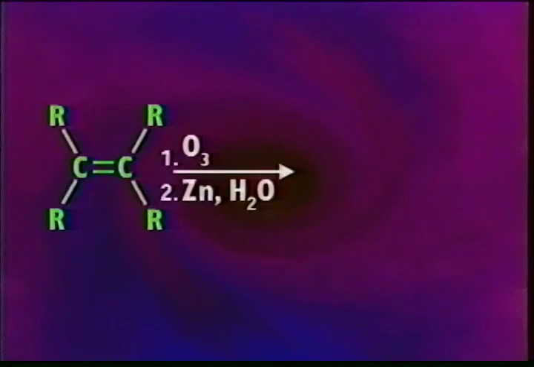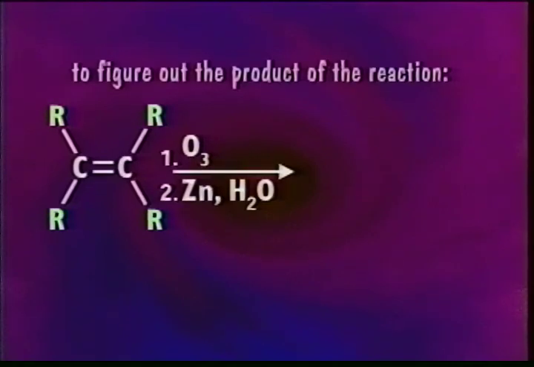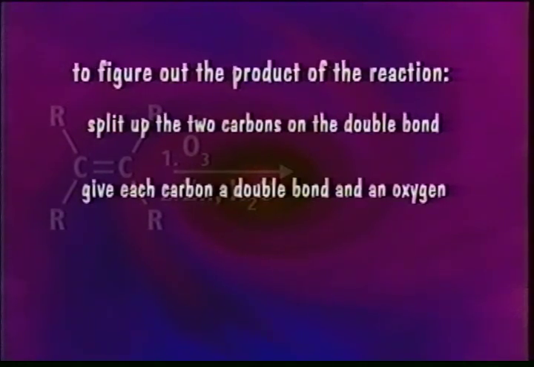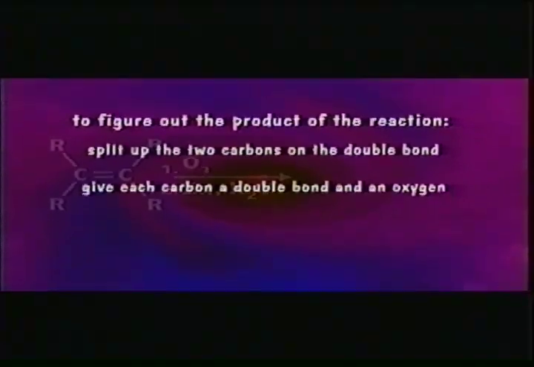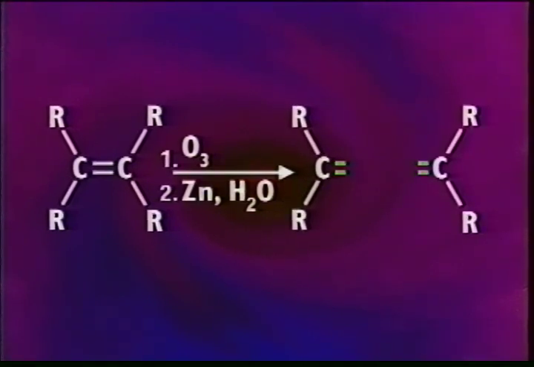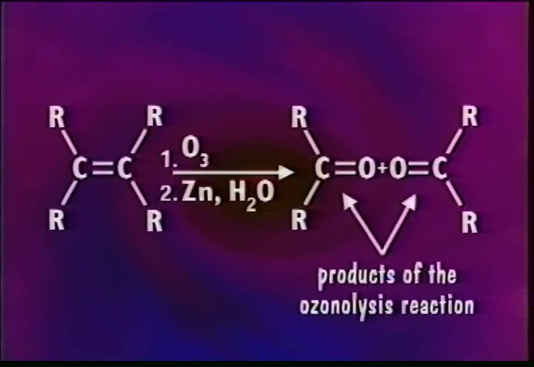So say we've got an alkene with 4 carbon substituents attached to the double bond. Like we said earlier, all you have to do to figure out the product of the reaction is just split up the 2 carbons on the double bond and give each one of them a double bond and an oxygen. Let's try it. This reactant has 4 substituents. We cleave it using ozone, followed by zinc dust. The double bond between the 2 carbons is broken in 2, so that the reactant is now in 2 pieces. We give each carbon a double bond, and then we stick an oxygen on the ends of each of the double bonds. And here are the 2 products of the ozonolysis reaction.